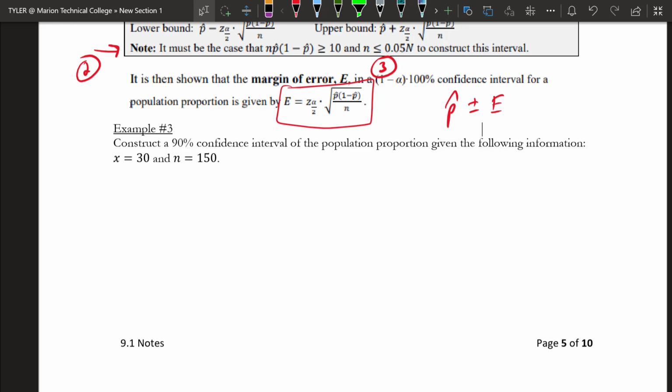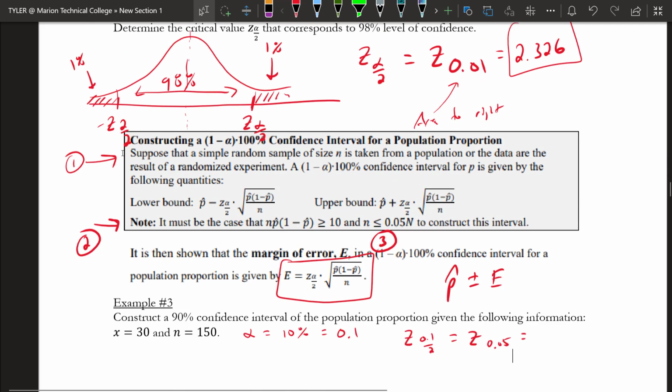Since we're doing a 90% confidence interval, that means that alpha is going to equal 10%, because that would be the area left over in the tails. So that's equal to 0.1. So in other words, what we need to know is what's z sub 0.1 divided by 2, which is z sub 0.05, which is equal to, so actually this one's in the table above.